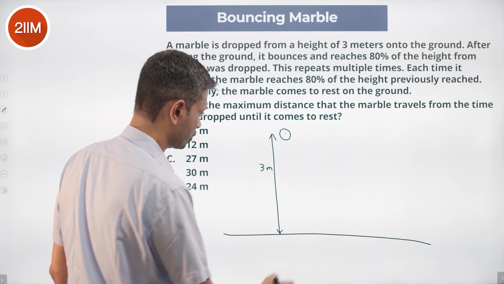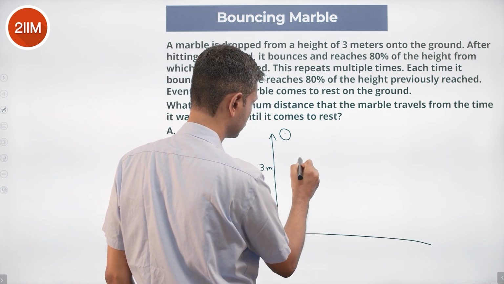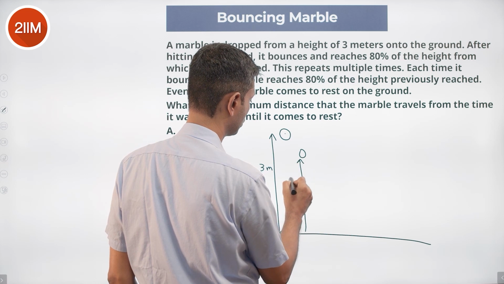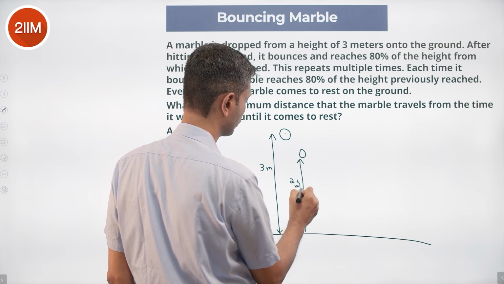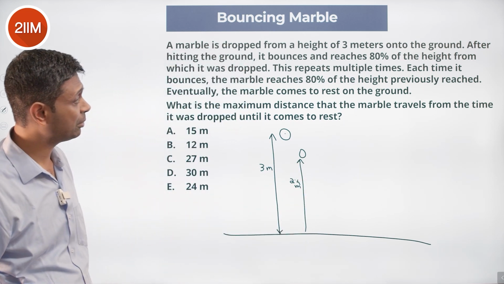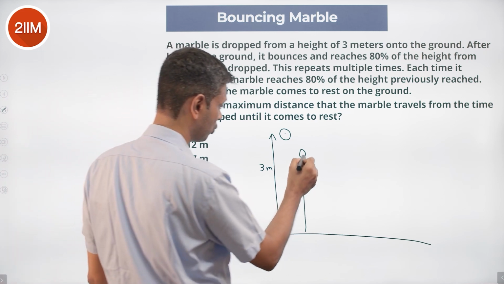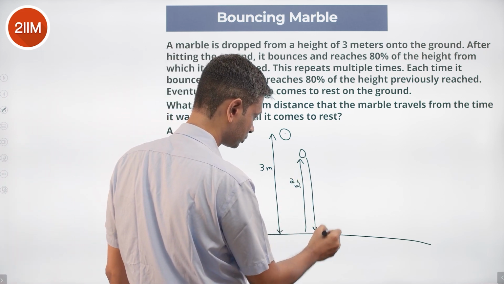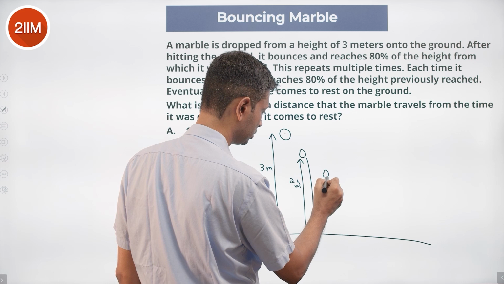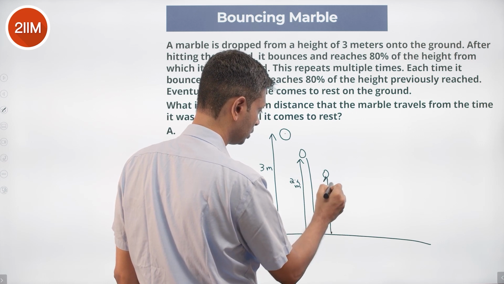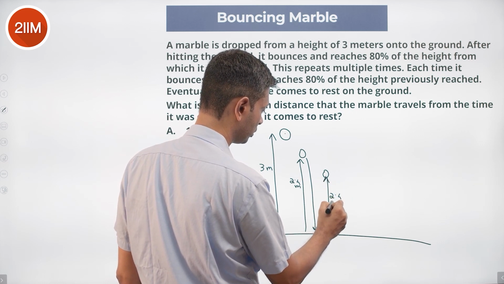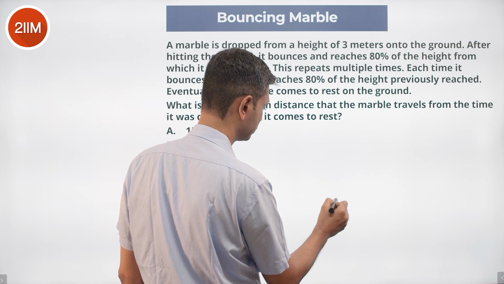It hits and it bounces back to what? This distance is 2.4 meters. Why? Because it reaches 80% of its height. And then it falls down, bounces back to a point here. What is this side? This is 2.4 into 0.8.